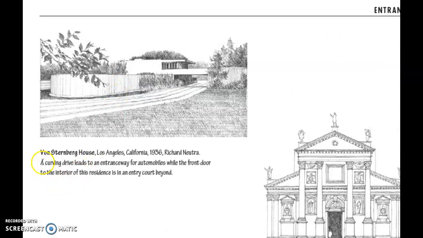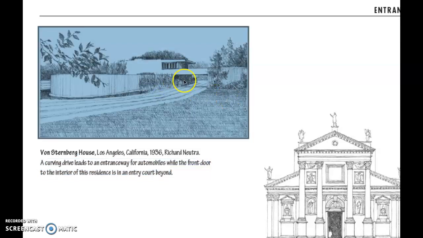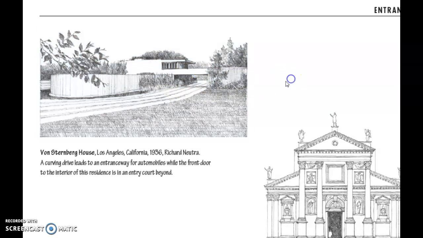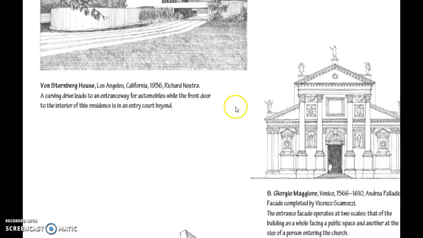It is written also, a curving drive leads to an entranceway for automobiles, while the front door to the interior of his residence is in an entry court beyond. So the entry to the building may be beyond this porch, but from far, you are finding this porch to be serving as the entry into the building, right? So this is what we see first. First we see the porch, so this is automatically going to define the entry.